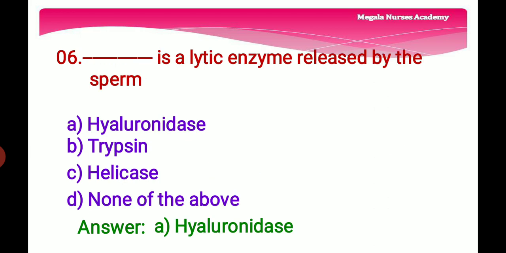Sixth question, dash is a lytic enzyme released by the sperm. Option A, hyaluronidase. This is the lytic enzyme released by the sperm. Option B, trypsin. It is a digestive enzyme which breaks down the protein in the small intestine. Option C, helicase. Helicases are a class of enzymes vital to all organisms. And option D, none of the above. So the right answer is option A, hyaluronidase.